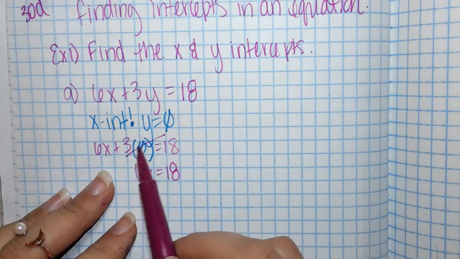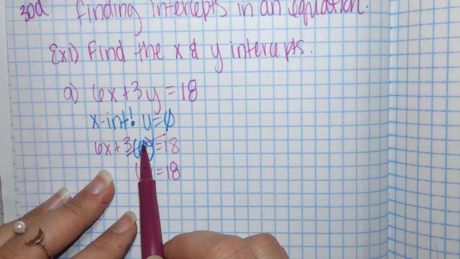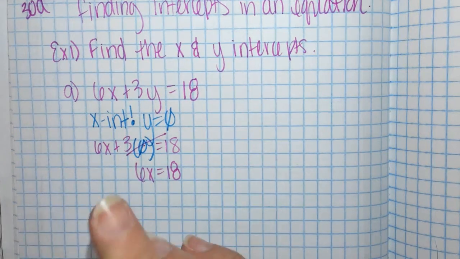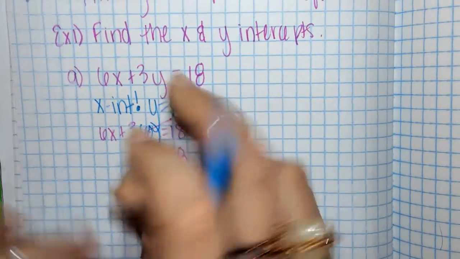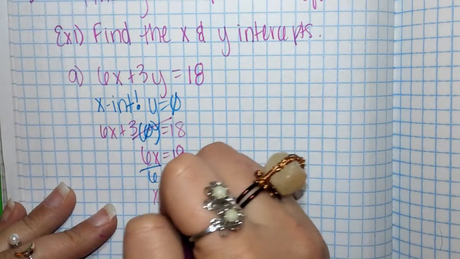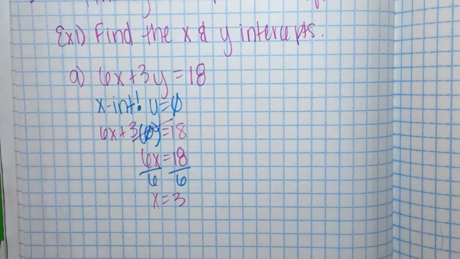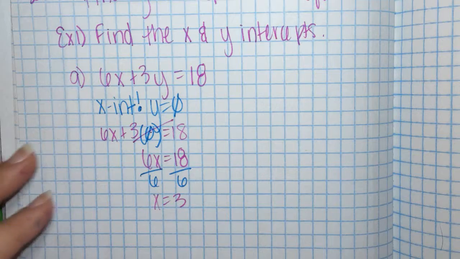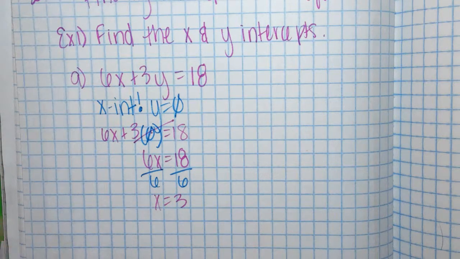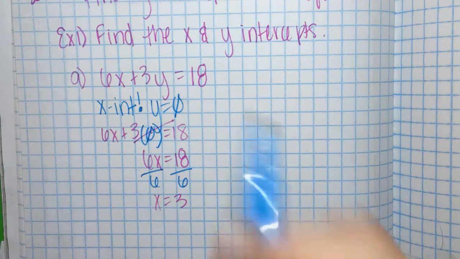Alright, and then we did 3 times 0 and we got 0. That canceled. Now what would we do from here? Divide by 6. And what does x equal? 3. Awesome. So what's your coordinate? Remember, because we're looking for coordinates. Is it 3, 0 or 0, 3? 3, 0.